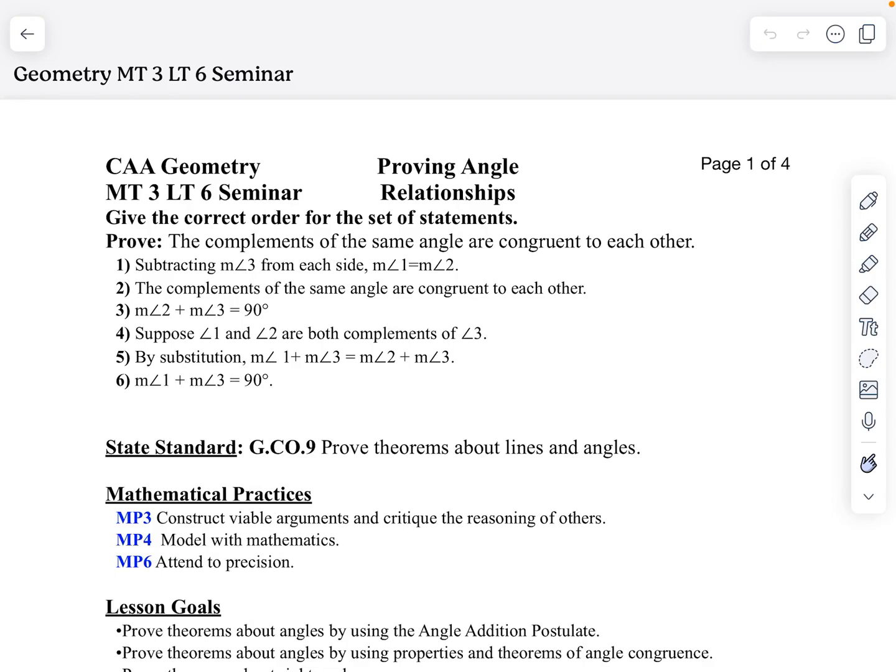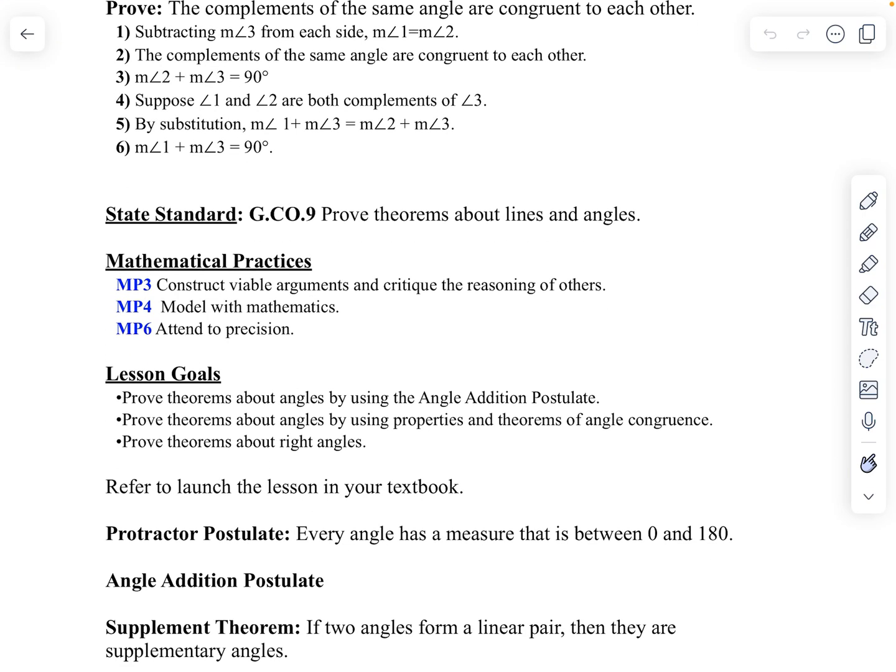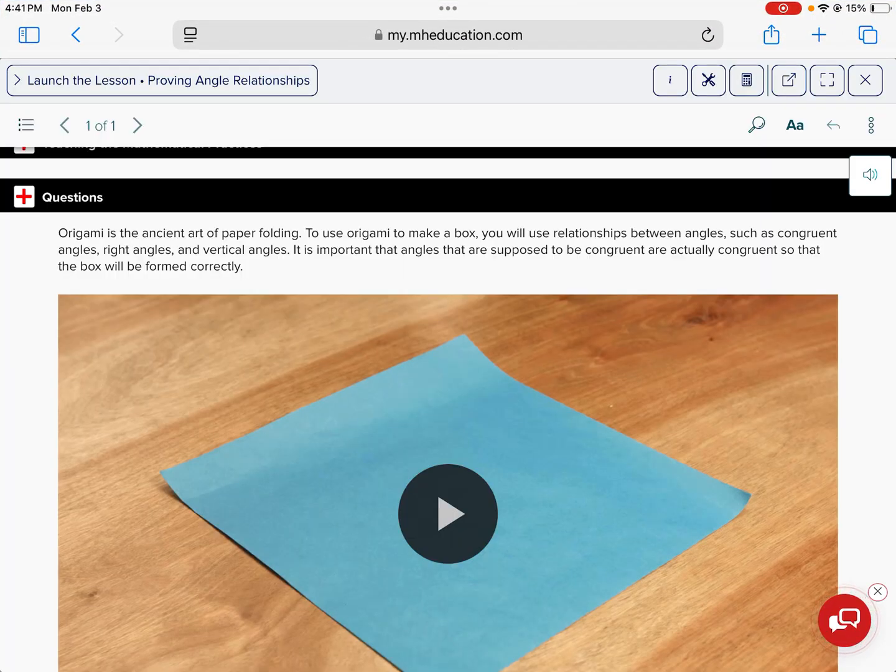Hello, let's take a look at your MT3 LT6 seminar on proving angle relationships. First thing I want you to do is put this proof in order for some angles, because that's what we're going to be looking at this chapter. And if we look in our textbook at our launch, notice what happened here.